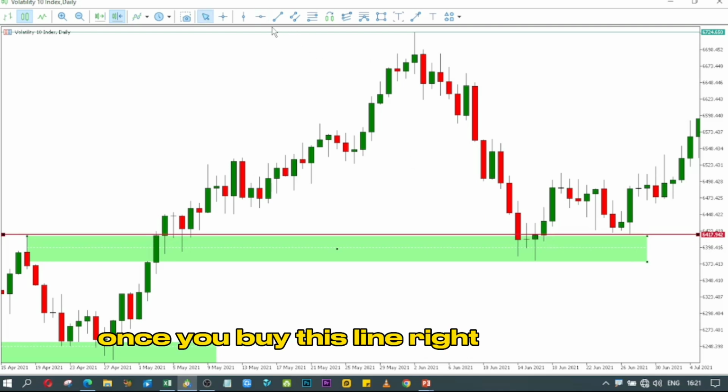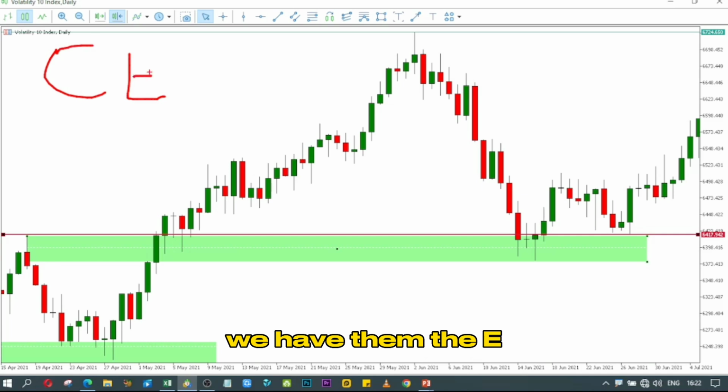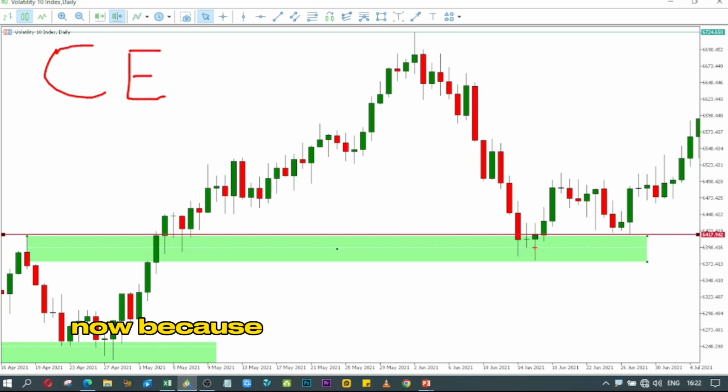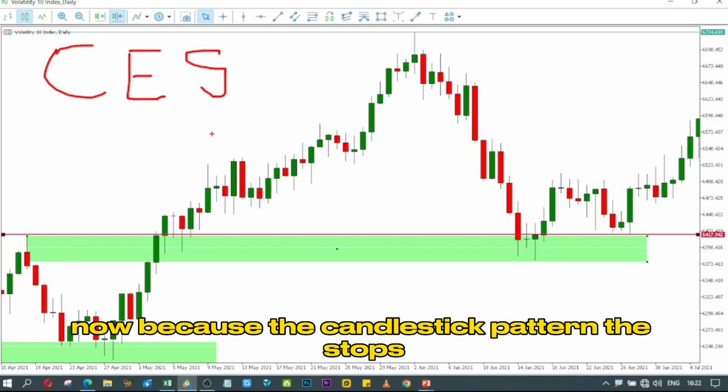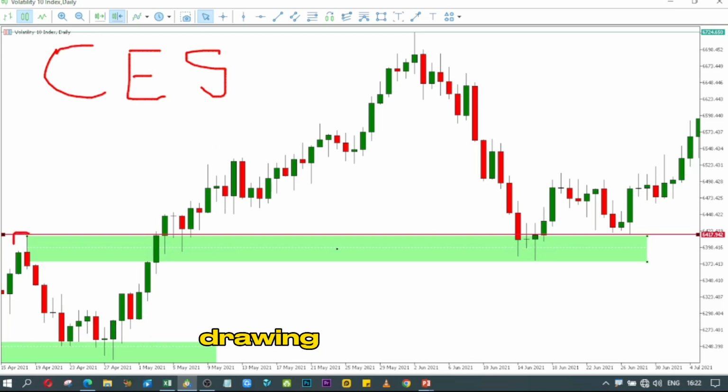Once you buy at this line right here, now we go on with our CEST, right? We have C, the conditions, we have them. The E, we have the entry now, the candlestick pattern. The stops: what you want to do is, when you're drawing this zone here, don't draw a line, draw a bigger zone.